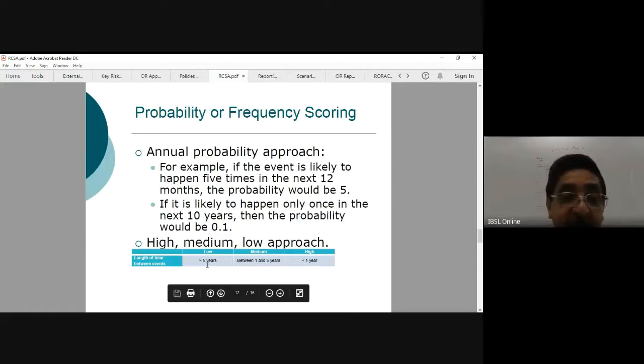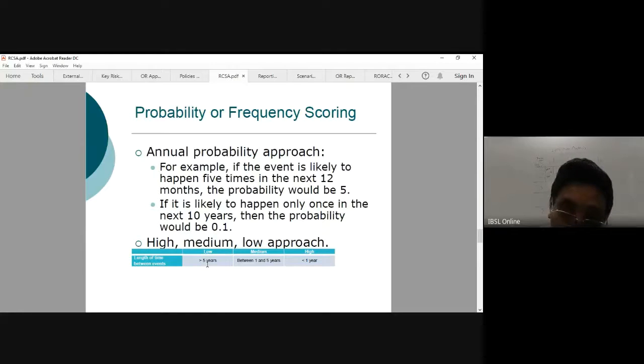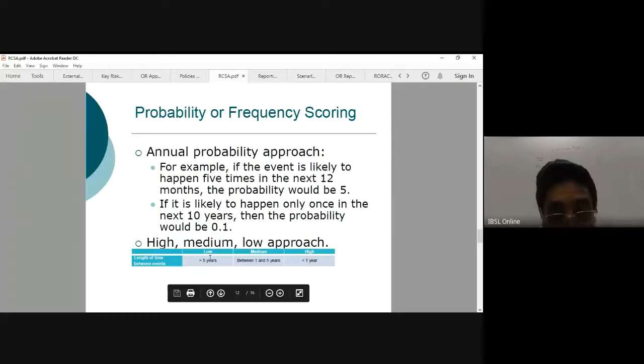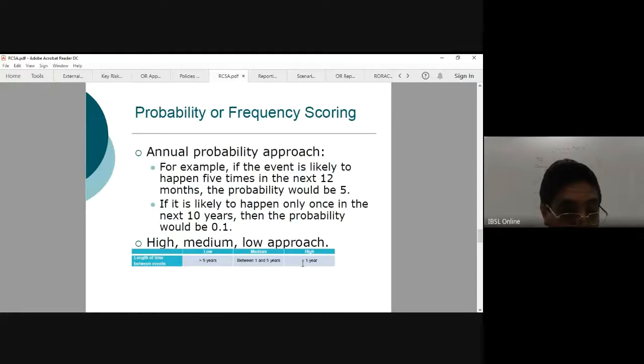So if it is happening once in every 5 years or more than 5 years, then it is taken as a low frequency. If it happens once between 1 and 5 years, it is a medium one. And if it happens more than one time per annum, then it is a high frequency.